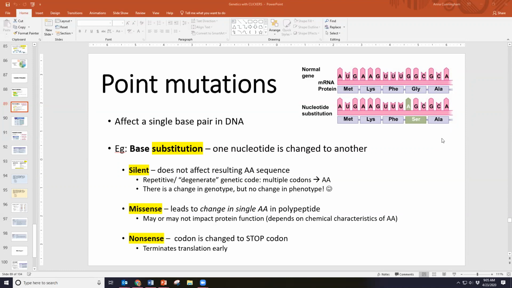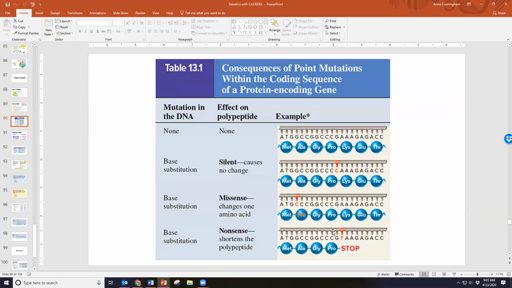And then finally, you can have what's called a nonsense mutation. You still get a change, so it's not a silent mutation, but instead of changing to an amino acid, it changes to a stop codon. So in this case, translation would be terminated early. You'd get a shortened polypeptide. And all of these are summarized in this picture right here.